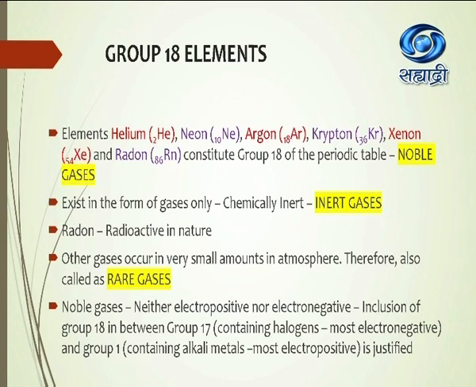And so the position is in between strong electronegative elements and strong electropositive elements. Electronegative elements on the left side, electropositive elements on the right side. In between these two, group 18 elements are situated. So these are noble gases, and thus the position of group 18 in the periodic table is justified.